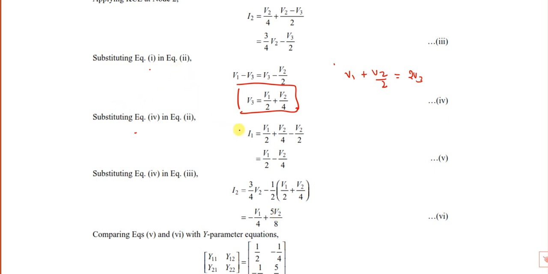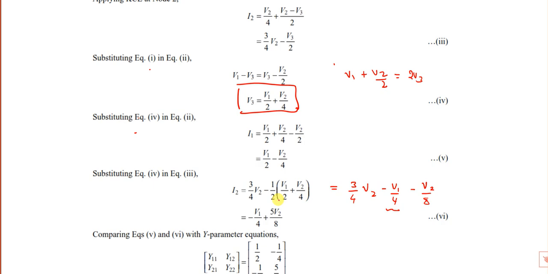Here you can see, after substitution, you get 3 by 4 V2 minus V1 by 4. Half into V1 by 2 is V1 by 4, minus into plus is minus V2 by 8. Okay, here the V1 term is only 1 by 4. 1 by 4 V1 and 3 by 4 minus 1 by 8. V2 is common. If you take V2 common, 3 by 4 minus 1 by 8, you're going to get 5 by 8.